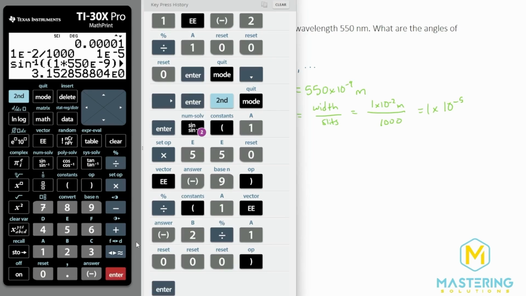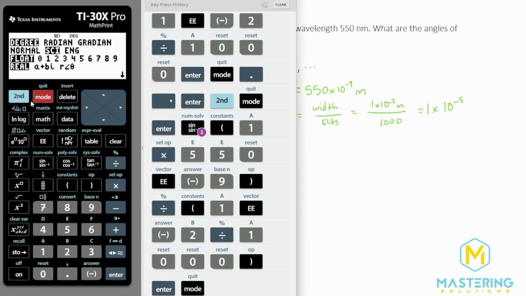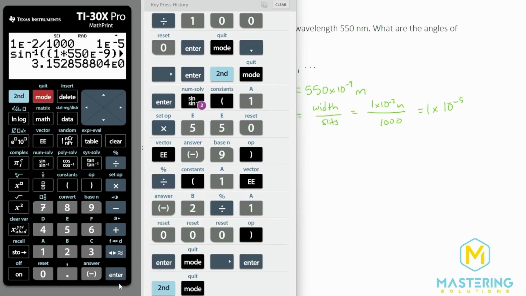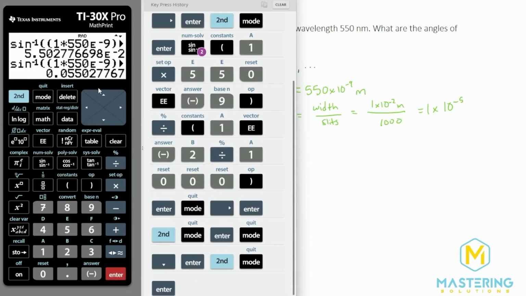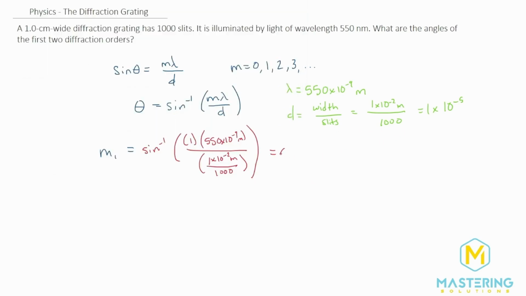And that gives us 3.15, and we are in degree mode. So I'm going to switch this over into radians just for practice. So we have, let's go into normal again. Okay, so we have 0.055. So the answer for this in radians is 0.055 radians.